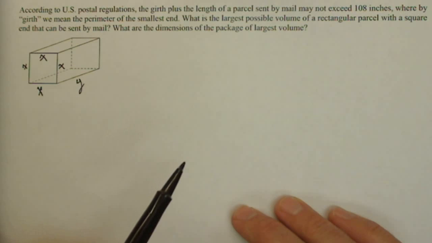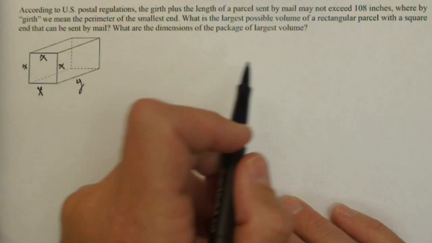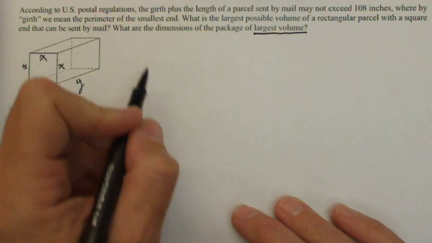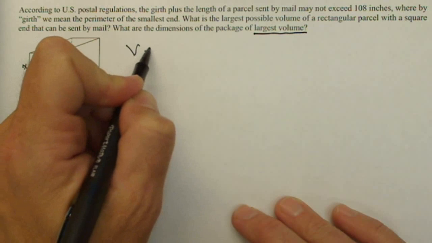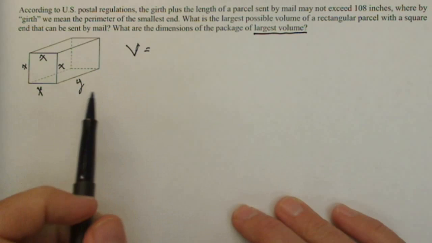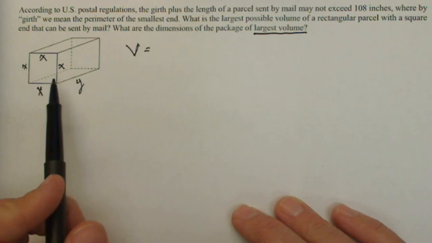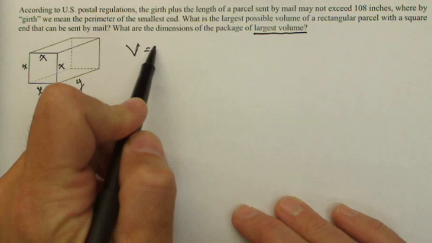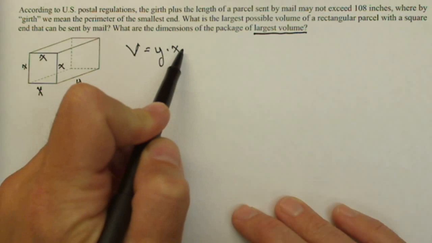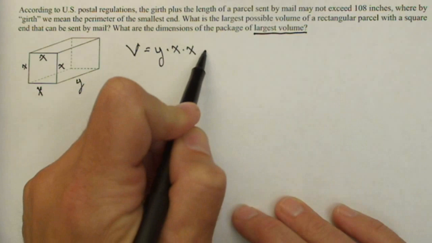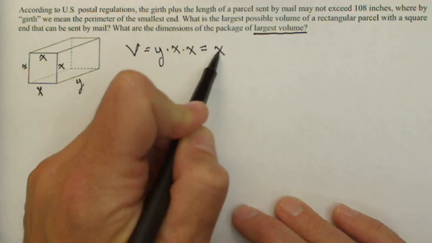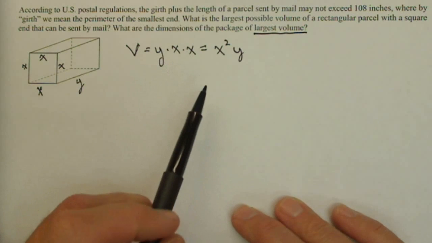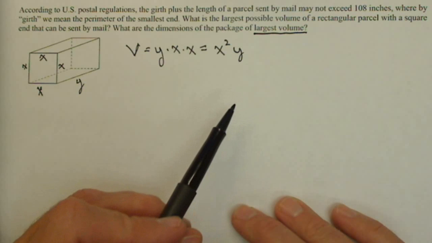Now, let's think about what it is we're trying to optimize. We're trying to optimize the volume. So in getting a function for volume, it's going to be length times width times height. So y times x times x, or x squared y. Notice it's in terms of two variables, so we'd like to have a constraint.